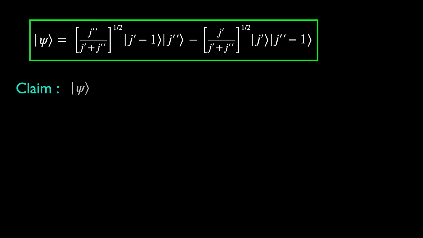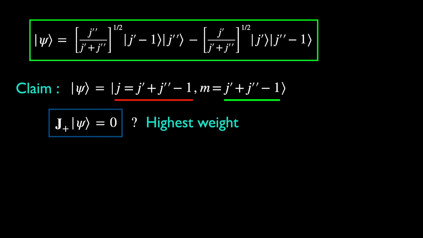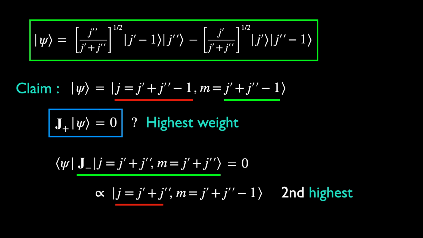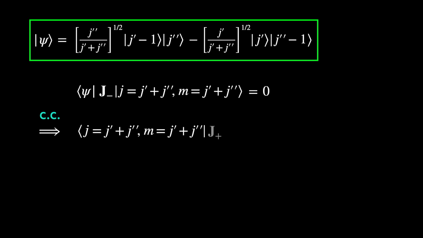What we claimed earlier is that psi is in fact the highest weight state of the new multiplet, j equals j prime plus j double prime minus 1, and must vanish under the action of j plus. Let's check. Starting with the orthogonal condition with the second highest weight state of the first multiplet. Taking the complex conjugation of this equation, we are very close to what we want to show. We just need to take out this state.